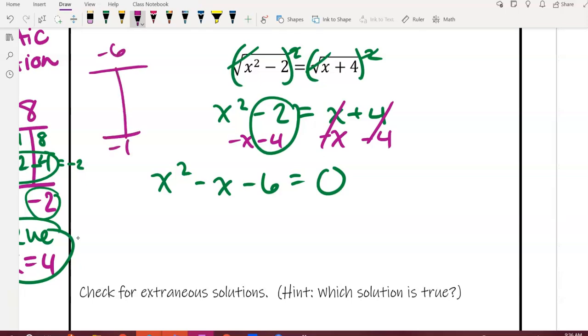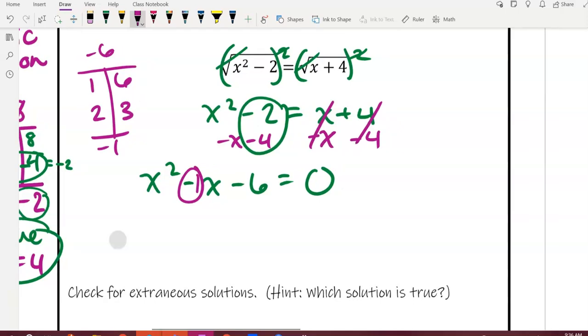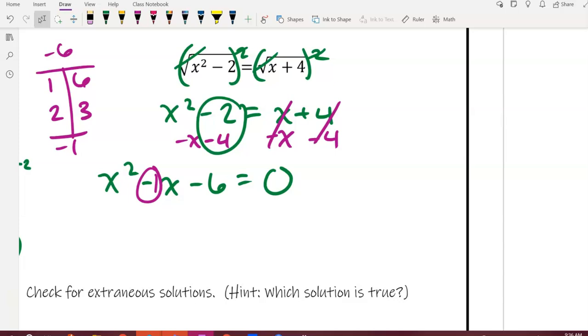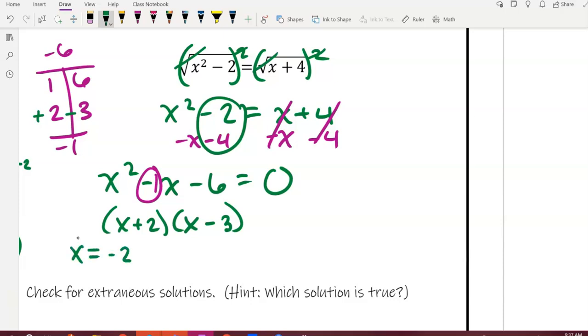-6 at the top, -1 at the bottom, and this -1 is coming from right here in front of the x. Factors of 6 are 1 and 6 and 2 and 3. Now, which of these pairs could add up to a -1 if one of the numbers was negative? This one right here. +2 minus 3 is -1. So our two factors are x plus 2 and x minus 3. Got to set these equal to 0, and we find that x is -2 and x is 3.